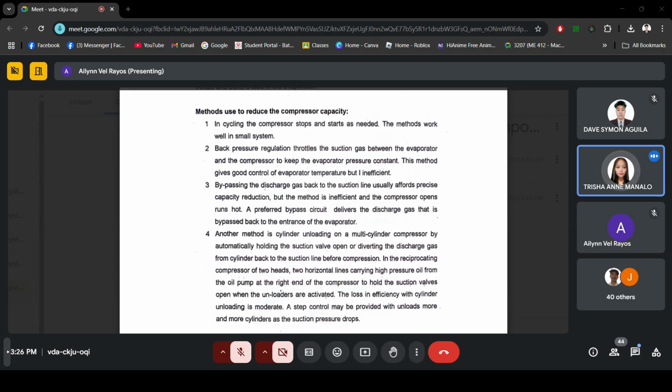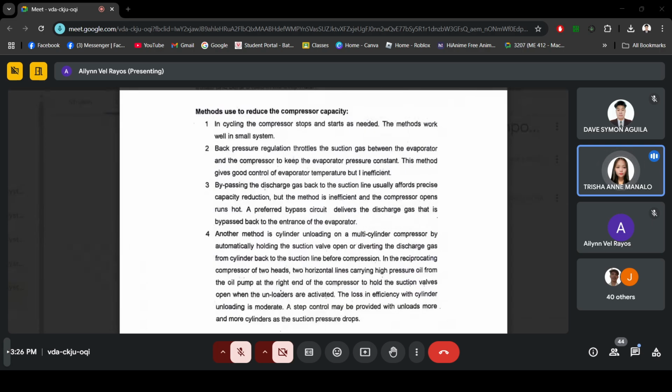A preferred bypass circuit delivers the discharge gas that is bypassed back to the entrance of the evaporator. Another method is cylinder unloading on a multi-cylinder compressor by automatically holding the suction valve open or diverting the discharge gas from cylinder back to the suction line before compression.